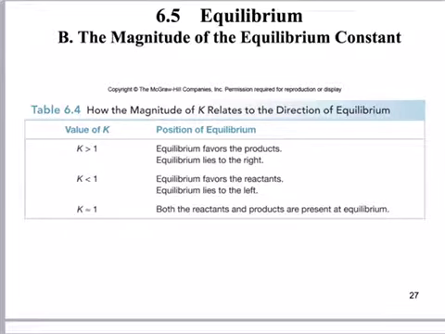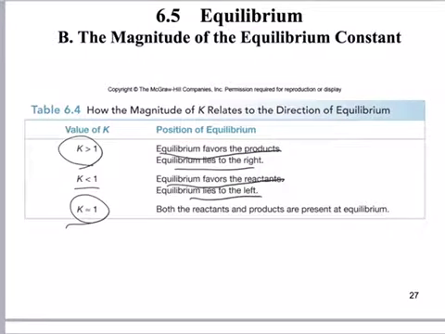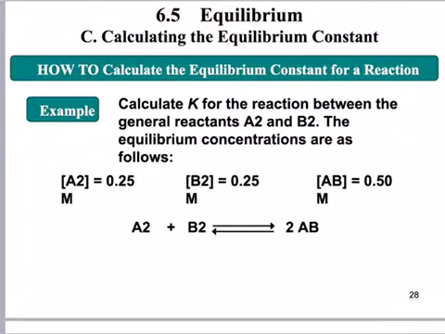So the value of K, again, if K is greater than 1, the equilibrium favors the products, and it lies to the right. K is less than 1, it favors the reactants, and it lies to the left. If K is near 1, then we have both product and reactant in appreciable amounts at equilibrium. Now, we can actually calculate the equilibrium constant if we know the concentrations and our reaction.